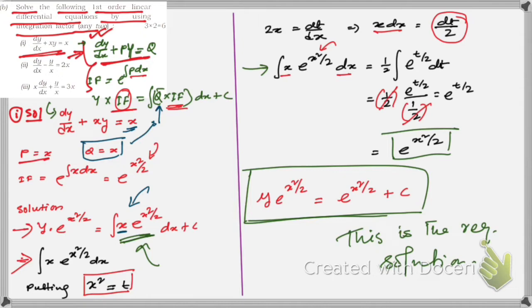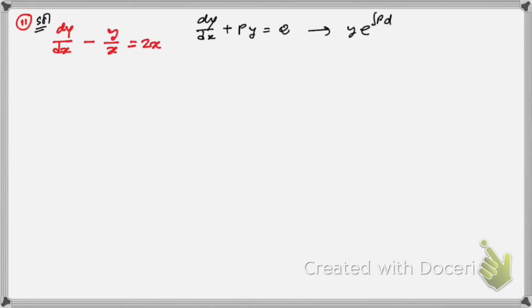Now let us solve the next question. The next equation is dy by dx minus y by x is equal to twice x. So let me write the next equation. This is the next equation, right? Again compare with dy by dx plus py is equal to q, and this is the solution of this equation, right?